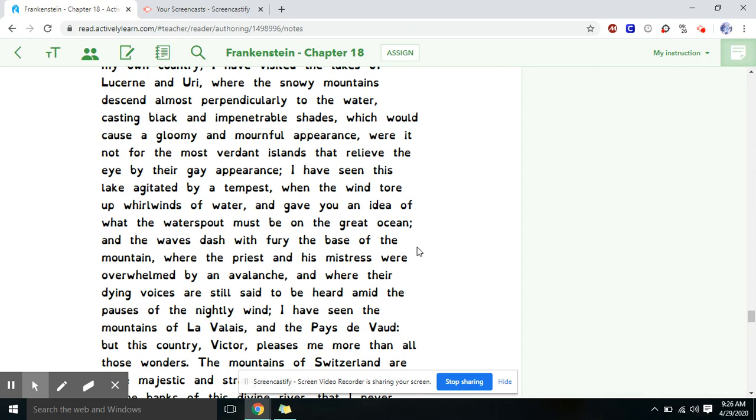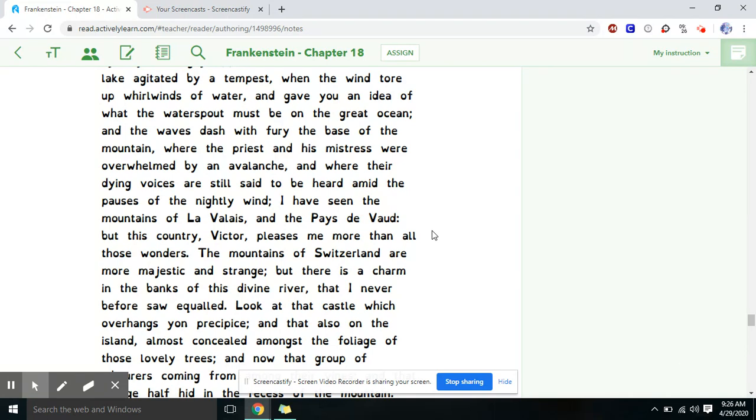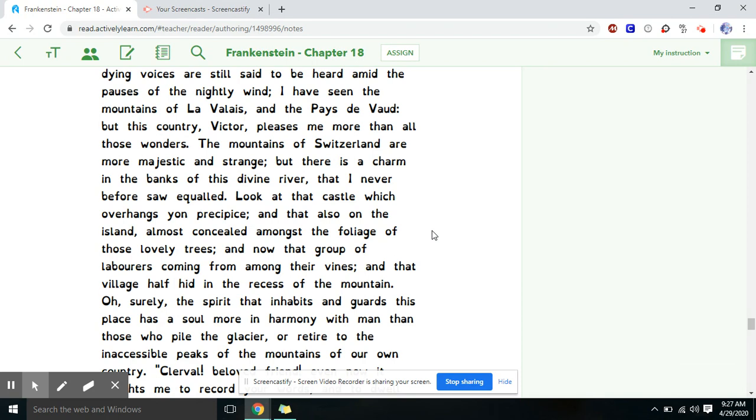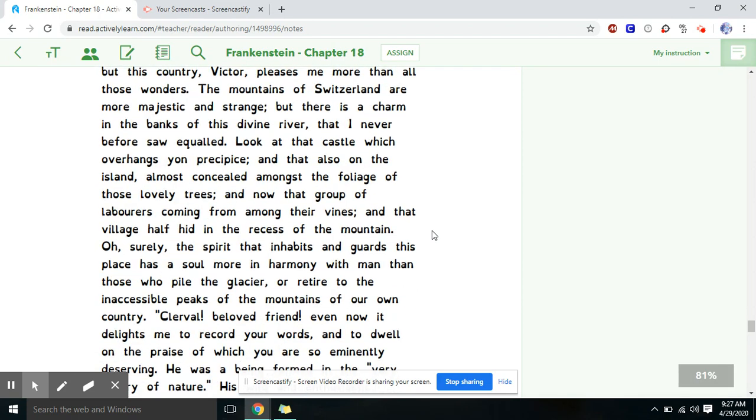I have seen the mountains of La Valais and the Pays de Vaud, but this country, Victor, pleases me more than all those wonders. The mountains of Switzerland are more majestic and strange, but there is a charm in the banks of this divine river that I never before saw equaled. Look at that castle which overhangs yon precipice, and that also on the island, almost concealed amongst the foliage of these lovely trees. And now that group of laborers coming from among their vines, and that village half hid in the recess of the mountain. Oh, surely the spirit that inhabits and guards this place has a soul more in harmony with man than those who pile the glacier or retire to the inaccessible peaks of the mountains of our own country.